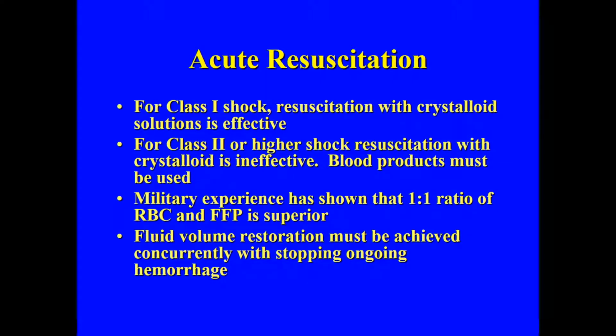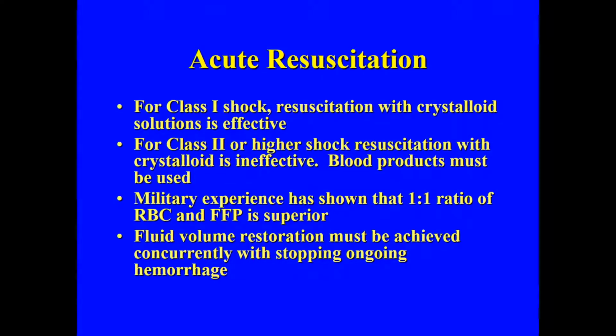The recommendations for acute resuscitation are shown here. For Class 1 shock, resuscitation with crystalloid solutions is effective in restoring normal homeostasis, provided there is no ongoing source of hemorrhage. For Class 2 or higher shock, resuscitation with crystalloid is ineffective in restoring normal homeostasis, and blood products must be used.